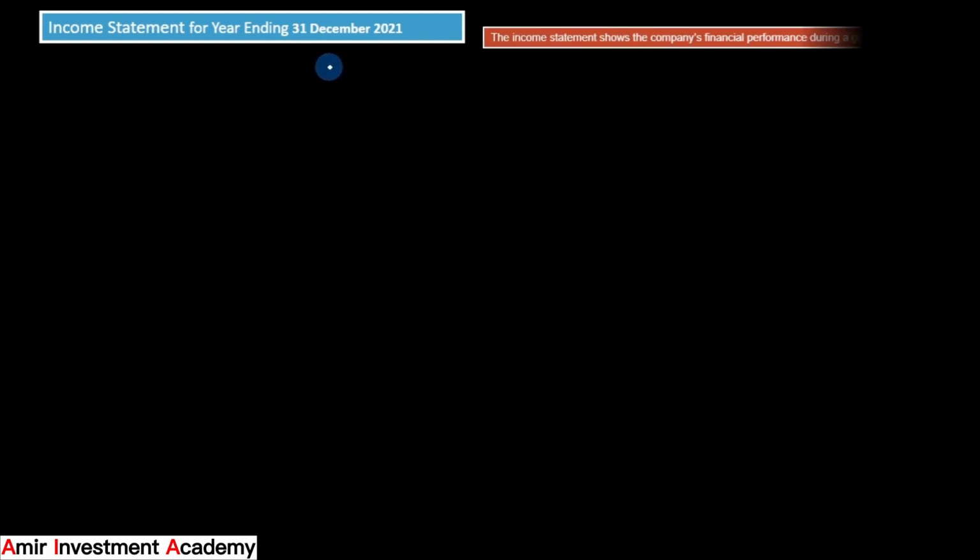Okay, now in this video we're going to talk about the income statement. The first thing that you might notice is that it says income statement for year ending 31st December 2021. If you can recall, when we were talking about the balance sheet, we had as of 31st December 2000-whatever, so that was at a point in time. Here the distinction is that the income statement shows the company's financial performance during a given time period, which could be quarterly or yearly in this case.